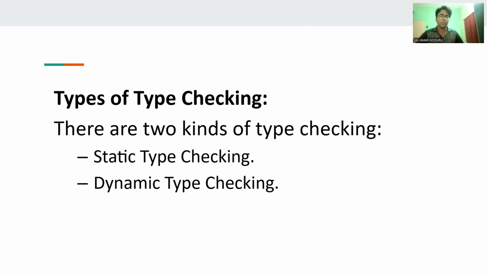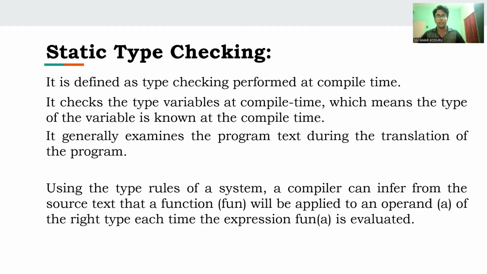Now, moving on to the third topic, which is types of type checking. There are two kinds of type checking, primarily static type checking and secondarily dynamic type checking. Static type checking is defined as type checking performed at compile time, whereas dynamic type checking is performed at runtime. It checks the type of variables at compile time, which means the type of a variable is known at compile time.